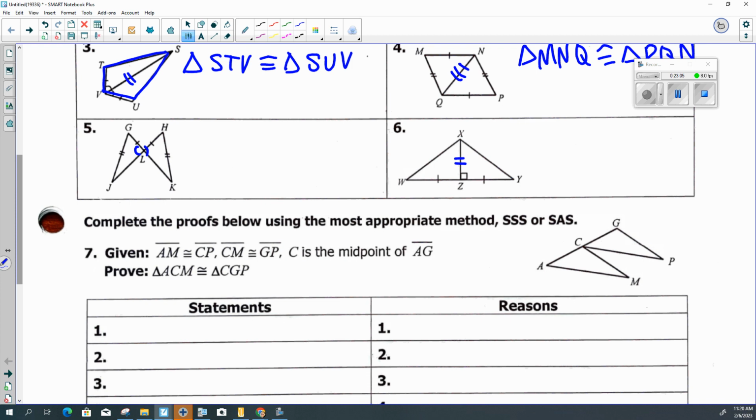This one is a right triangle, but we don't know the hypotenuse. So we're going to have to use side, angle, side. So WXZ is how I'm going to choose to say my first one. If I started out here with W, I'd have to start out here with YXZ. Any questions on those top 6?